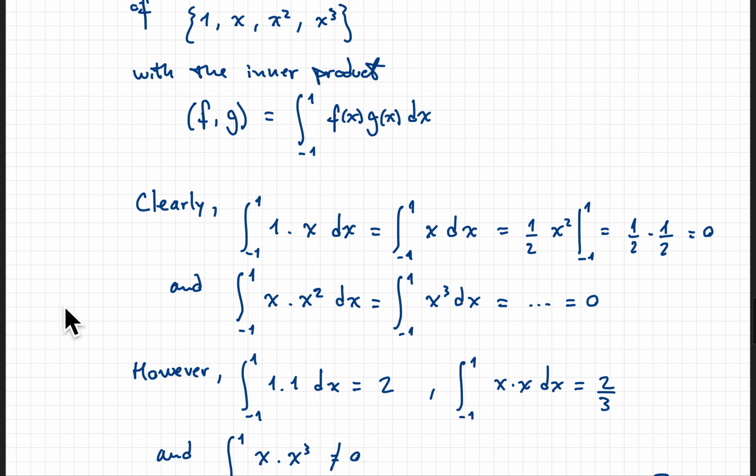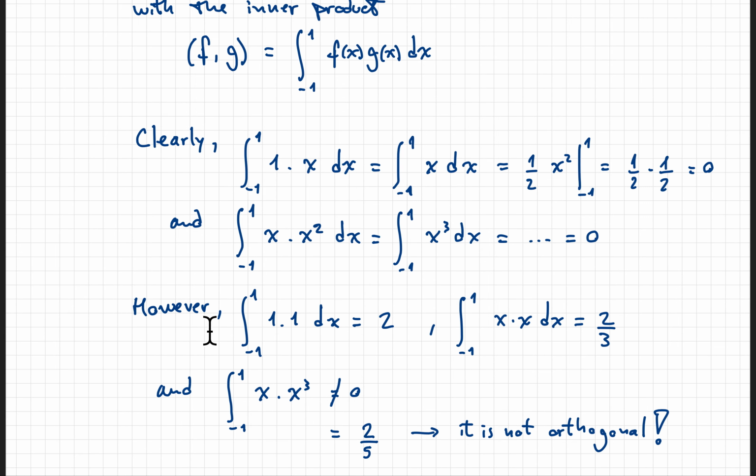But things are not so rosy later on. To begin with, we see that this basis is not normalized. The integral of 1 with 1 is 2. The integral of x with x is 2/3, so it's not normalized. Okay, that's not a big deal.